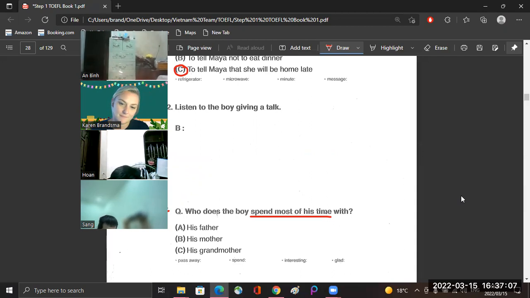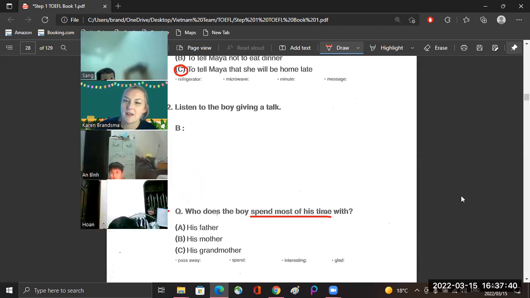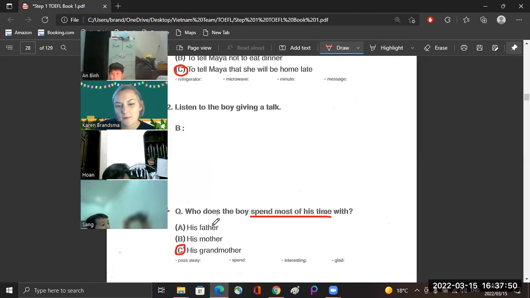Who does the boy spend most of his time with? A, his father. B, his mother. C, his grandmother. Hon? A. His father? Or his grandmother? Sang? C. His grandmother. Okay, his parents both work. He spends most of his time with his grandmother.